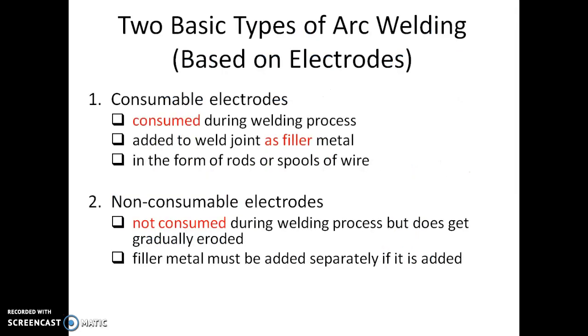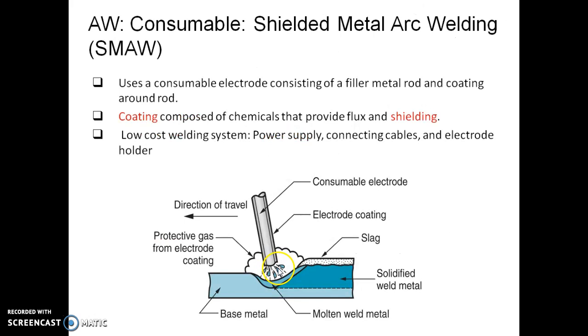Now these are the two basic types of arc welding electrodes: consumable electrode and non-consumable electrode. Why is it called consumable? That electrode is consumed during the welding process, and it also acts as a filler material. There may be a filler rod or a spool of wire. Whereas a non-consumable electrode will not get consumed. It just provides the arc and heat, and that's why a filler material may or may not be needed. It is added externally.